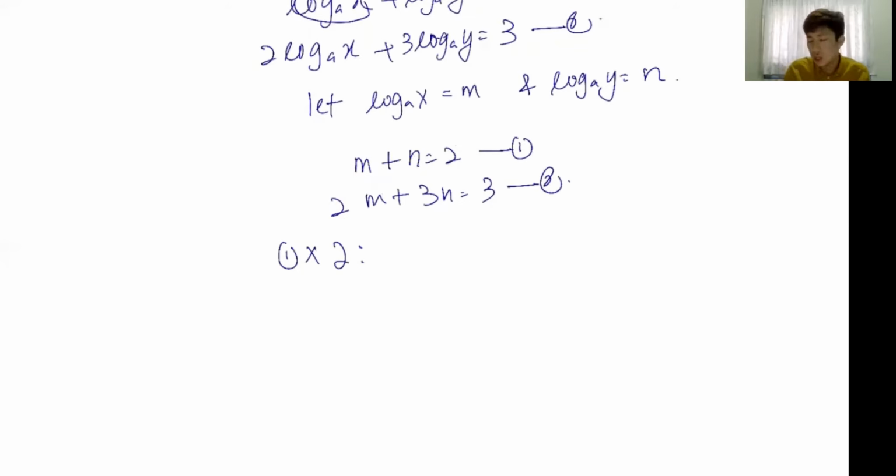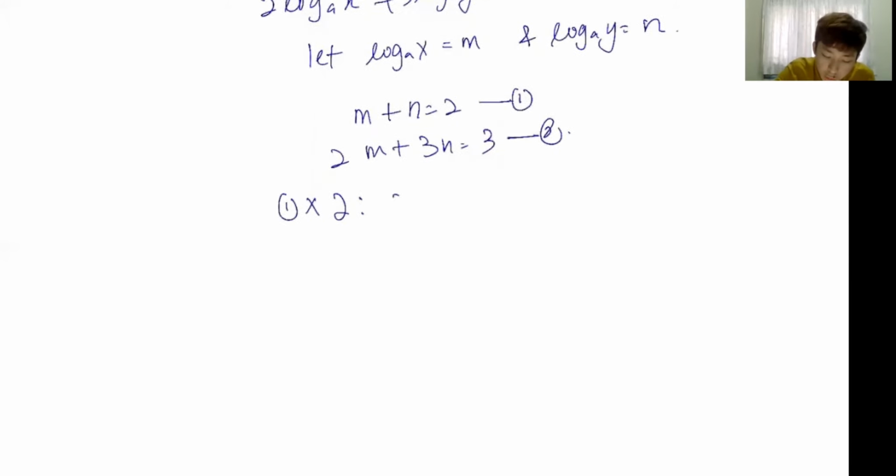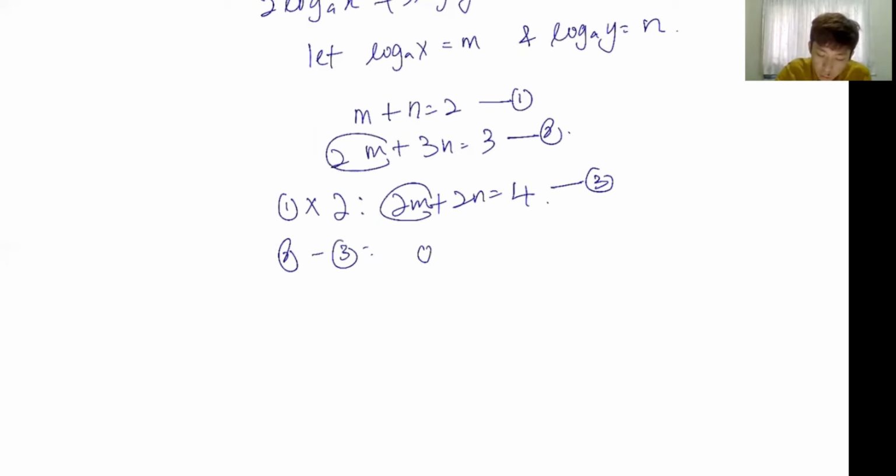I rush through it very fast because this is another chapter. So 1 times 2 gives me 2m plus 2n equals 4. I times 2 on the left and times 2 on the right-hand side. This I label equation 3. I times by 2 so that it's the same as this 2. Now I can take equation 2 minus equation 3 straight away. This minus this gives me 0, plus 3n minus 2n gives me 1n, equals 3 minus 4, which gives me minus 1. So n equals minus 1, because 1n is just n.